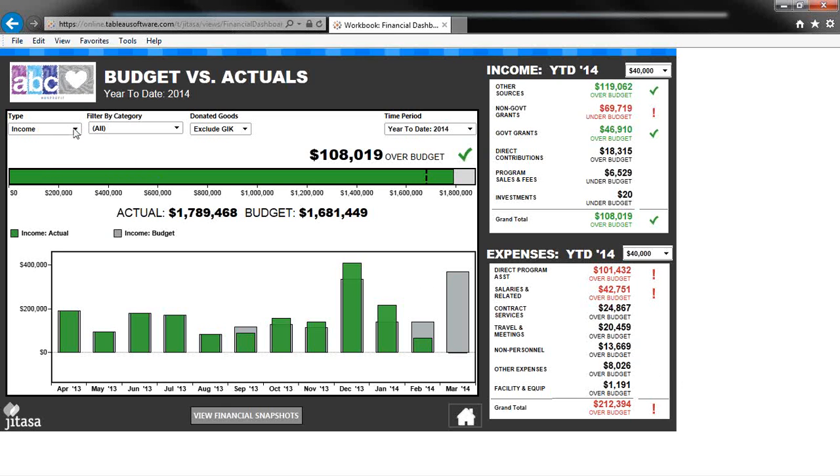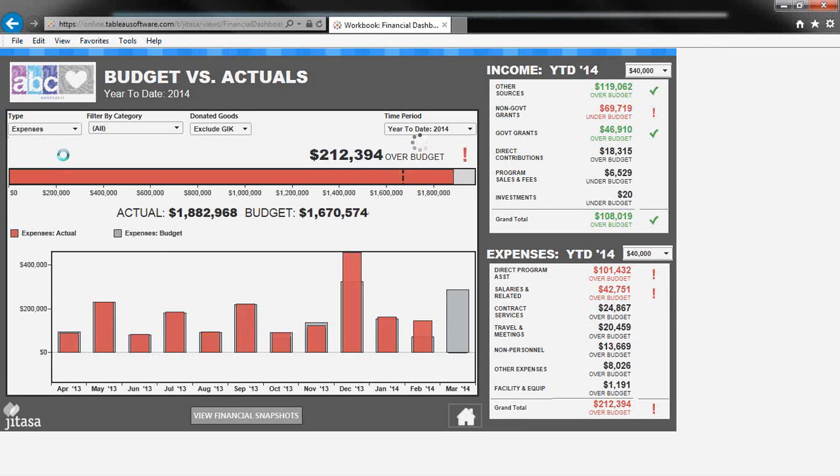And same thing on the expense side. If you change this picture from income to expenses, you'll find that on the expense side, they were over budget. So they had a budget of 1.6 with actual 1.8. They were pretty good for the most part except for December. And so now let's look here and find out what areas they were over budget. Direct program assistance was way over budget, $100,000. Salaries was $40,000 over budget. And everything else was slightly over, but the big movers were those two.